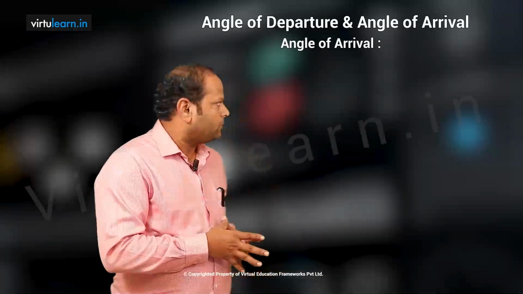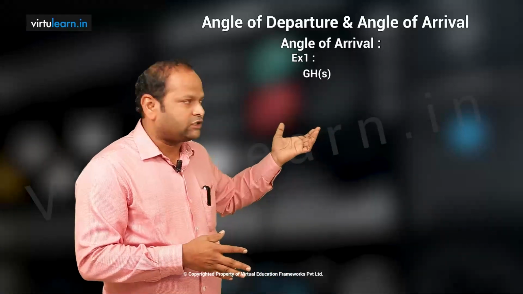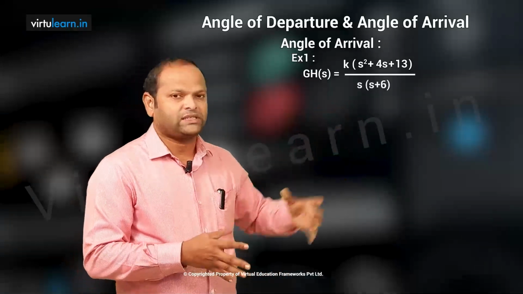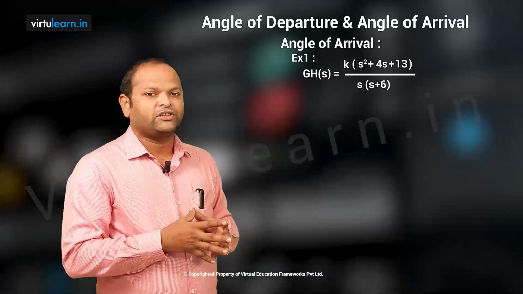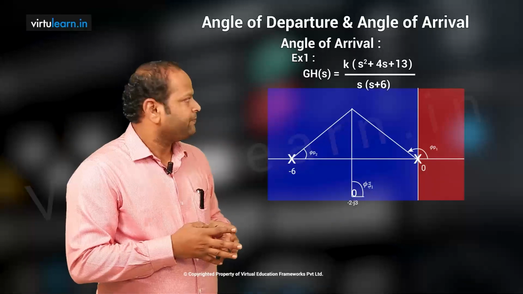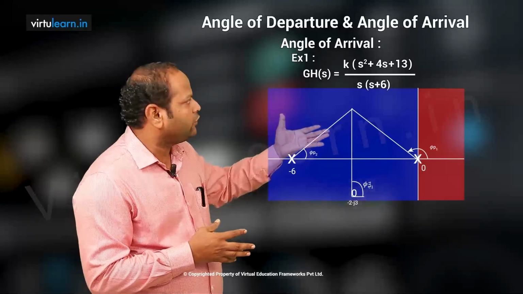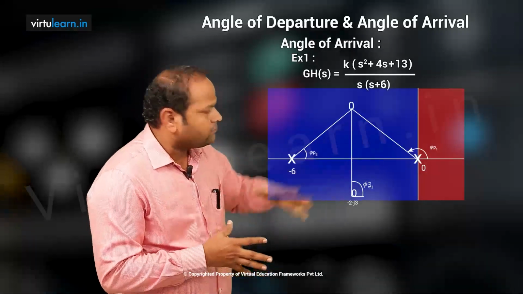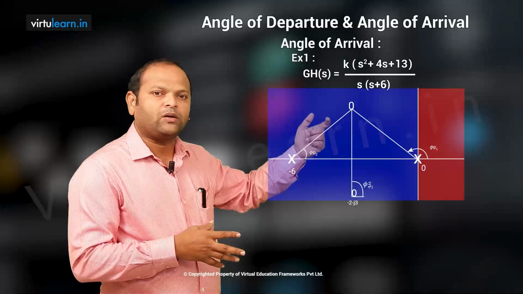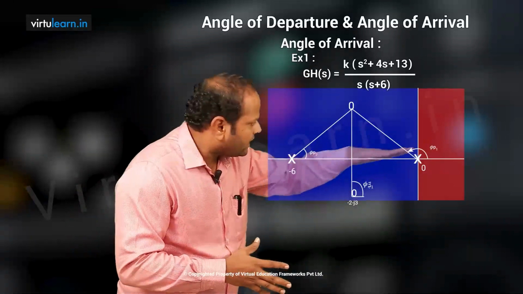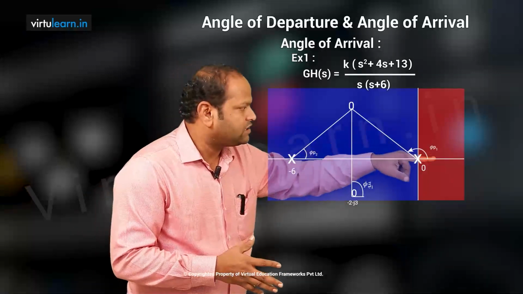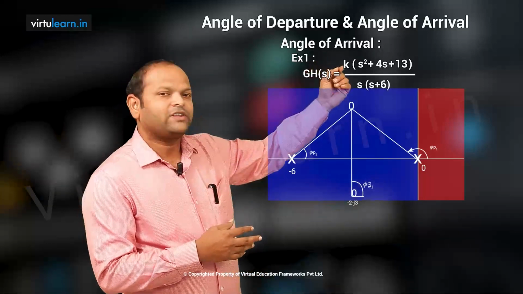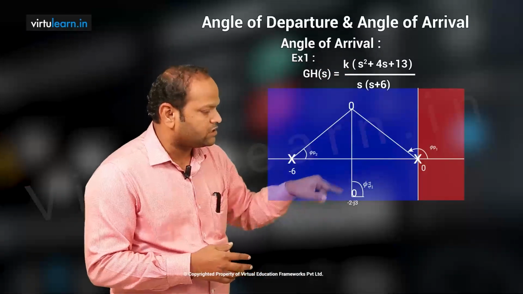Let us take one example. G H of s is equal to k into s square plus 4s plus 13 divided by s into s plus 6. Find the angle of departure and angle of arrival for this system. Angle of departure is not possible because we don't have any complex poles. We have only complex zeros. I just locate them. The problem is the same, only the quadratic term is taken into the numerator. So the location of poles is the same: s equal to 0 and s equal to minus 6 on the real axis. Previously the complex ones were poles, now they are zeros.